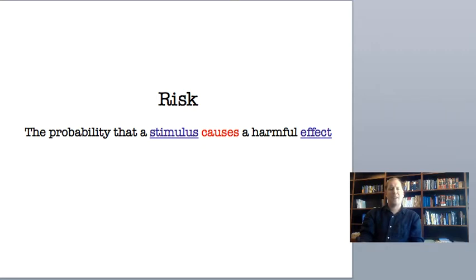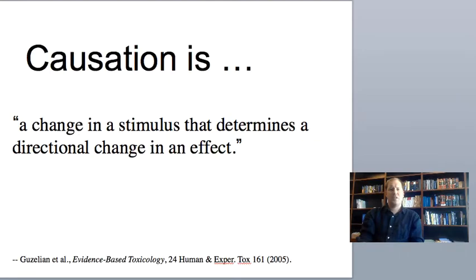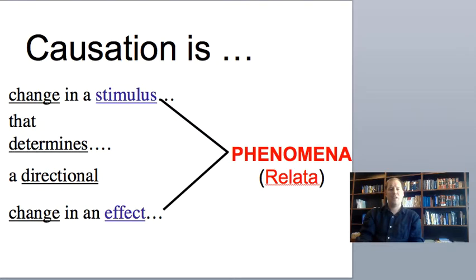To refresh our minds why we're having this discussion about illusions, remember our topic is risk. The definition is the probability that a stimulus causes a harmful effect. That means we need to know whether a stimulus really exists and whether an effect exists. Remember, we gave a definition of causation earlier, and causation is integral to our definition of risk: a change in a stimulus that determines a directional change in an effect. Again, we're going to talk about determination and direction momentarily in a future lecture. But right now, our lectures are preserving the concepts of stimulus and effect, how we know that phenomena, or otherwise said, relata, exist.